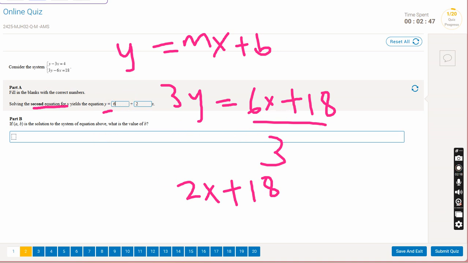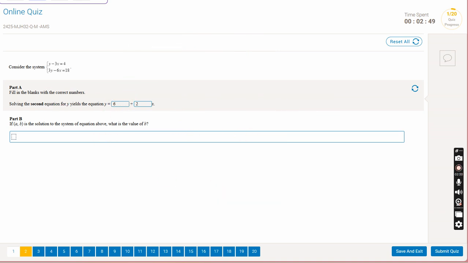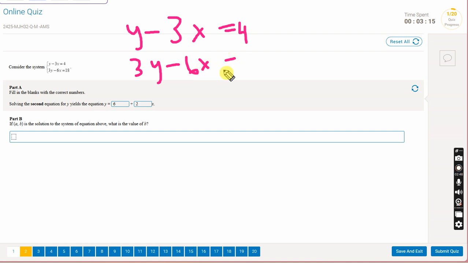For the next one, what are you going to do here? What did they ask us? The solution for the equation. So what can I do? I can use elimination or I can do substitution. But I would like to do elimination here. Usually when they're above each other like this, try to do elimination. y minus 6x equals 4. 3y minus 6x equals 18.